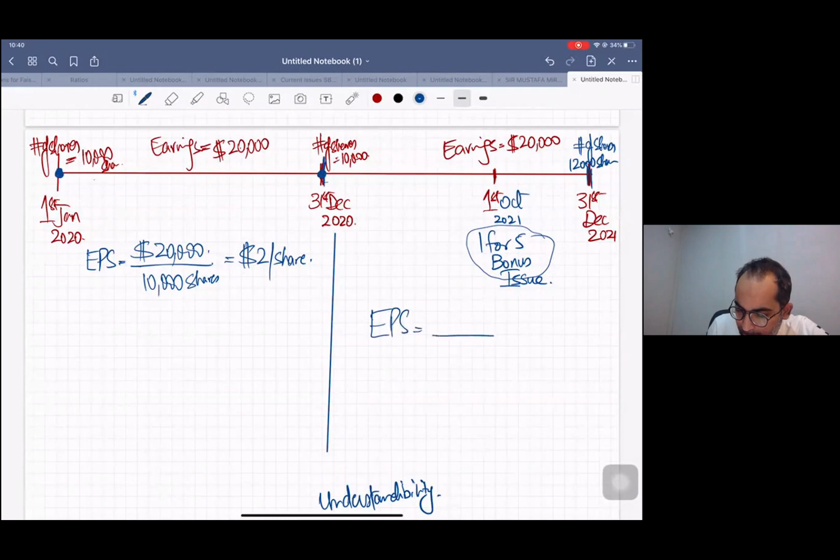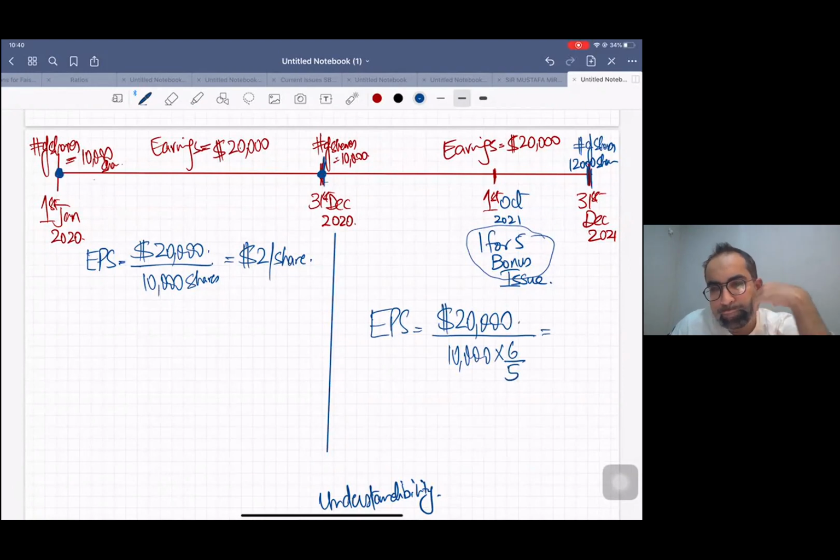So now how am I going to do it? EPS is equal to earnings divided by the beginning number of shares, 10,000 shares times 6/5. Can you tell me the answer? The answer is, I think, 1.67. Yes.